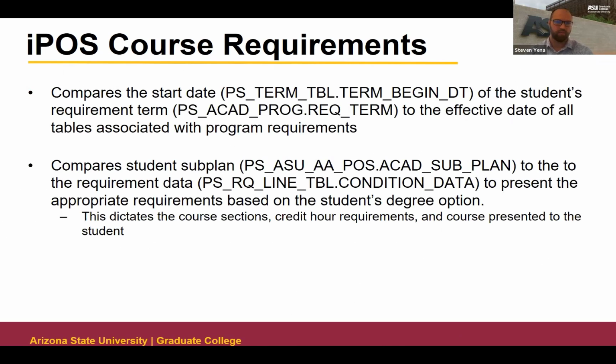So this is talking more about the course requirements. We compare the start date of the term to the begin date of the student's requirement term and to the effective date of all the associated tables to pull that information. We compare the student's subplan, which is how we drive whether it's a capstone and how many hours, or whether it's a thesis and/or applied project. So that's how we drive a lot of that. And then that's how we present the appropriate requirements. It dictates the course sections, credit hour requirements, and courses presented to the students.